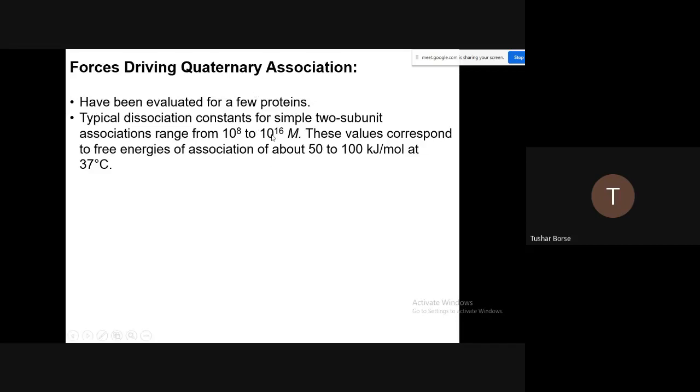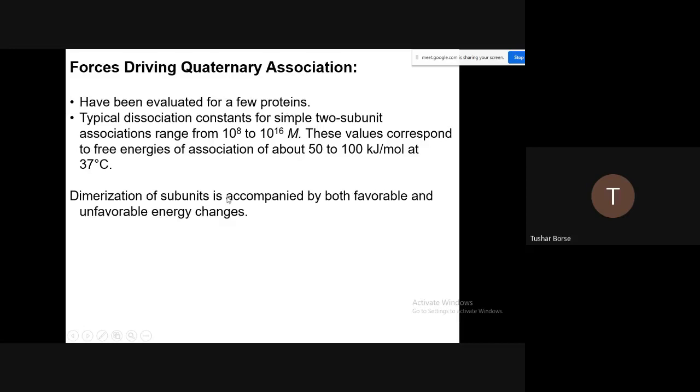Okay, and this dissociation constant relates to the free energy change. The free energy change in this case could be around 50 to 100 kilojoules per mole at 37 degrees Celsius. Obviously this is going to change if we change the temperature. So we are talking about 37 degrees Celsius, which is the ambient temperature of the cell. So the energy required for the association could be in the range of 50 to 100 kilojoules per mole.